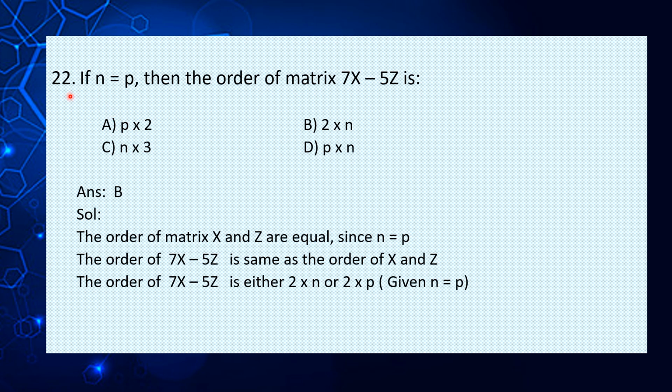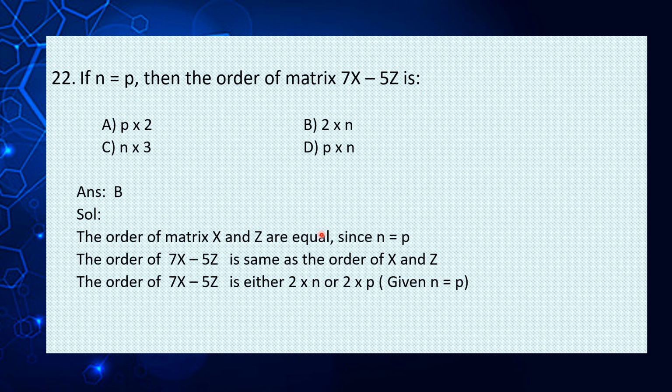22nd question. If n is equal to p, then the order of matrix 7X minus 5Z is. First option p into q, 2 into n, 3 into p, and p into n. When we consider X, it has the order 2 into n and Z is 2 into p. We know that n is equal to p.